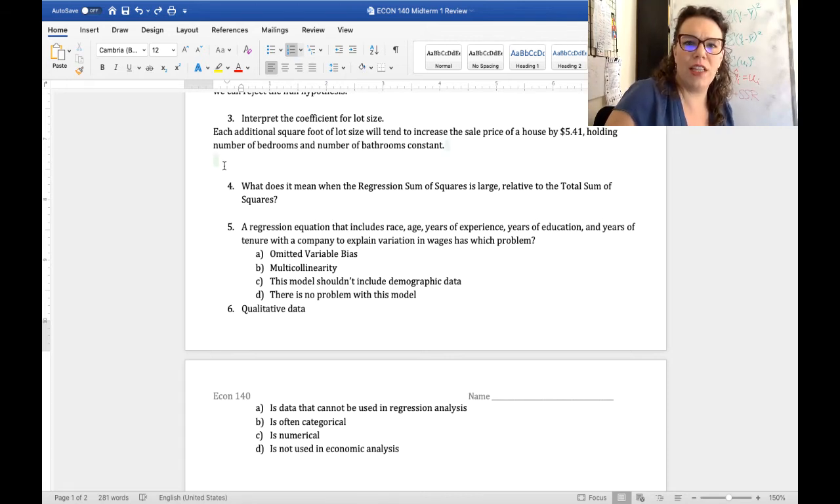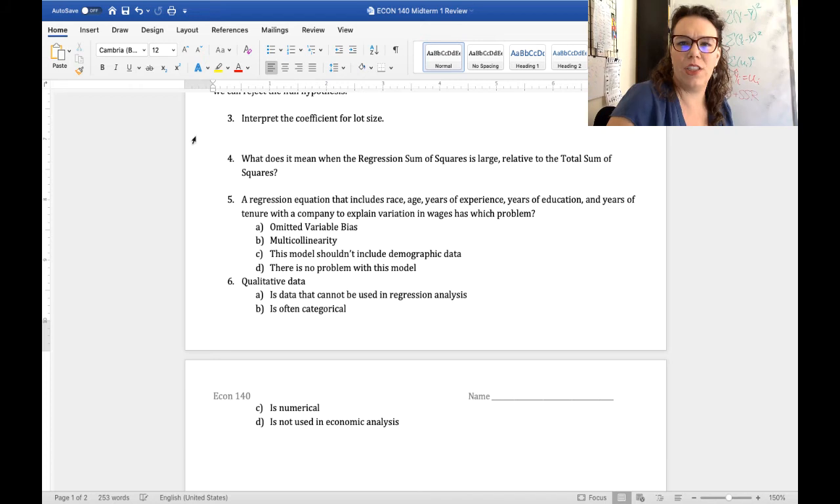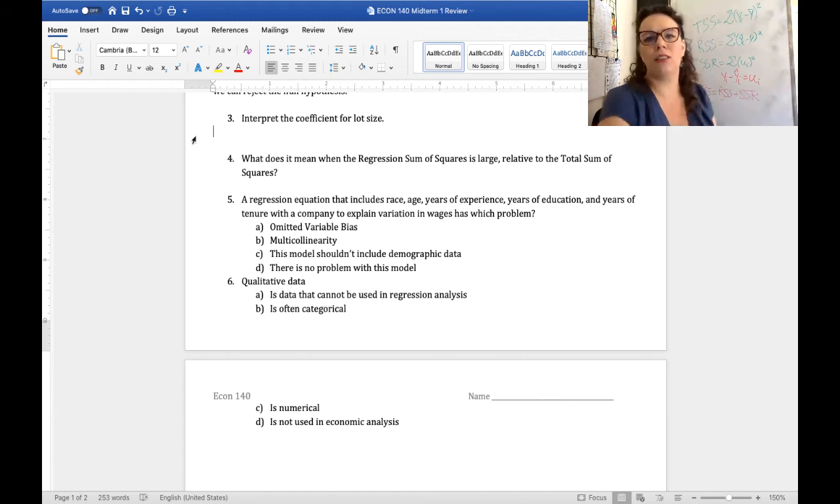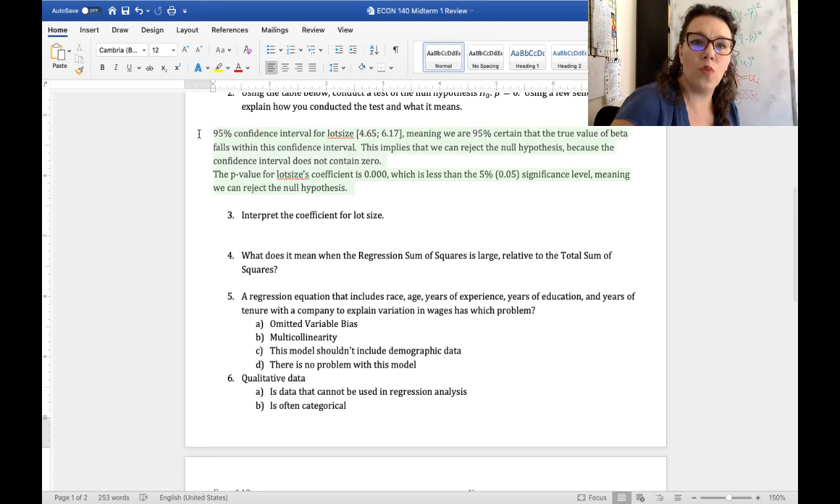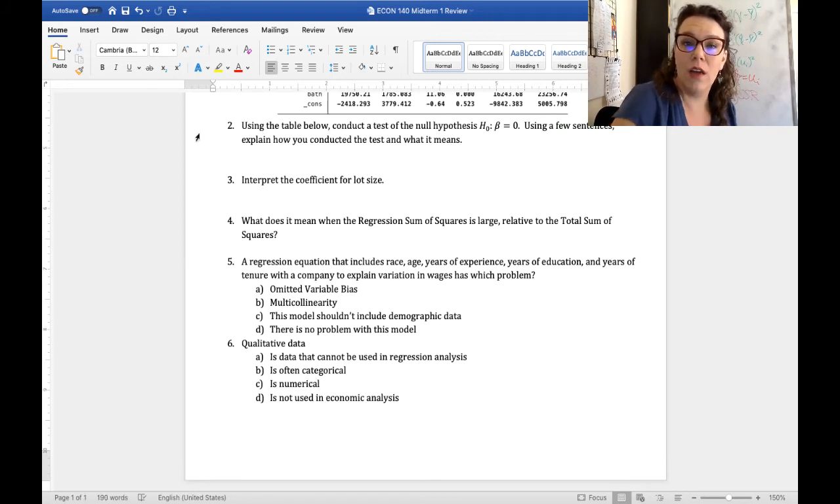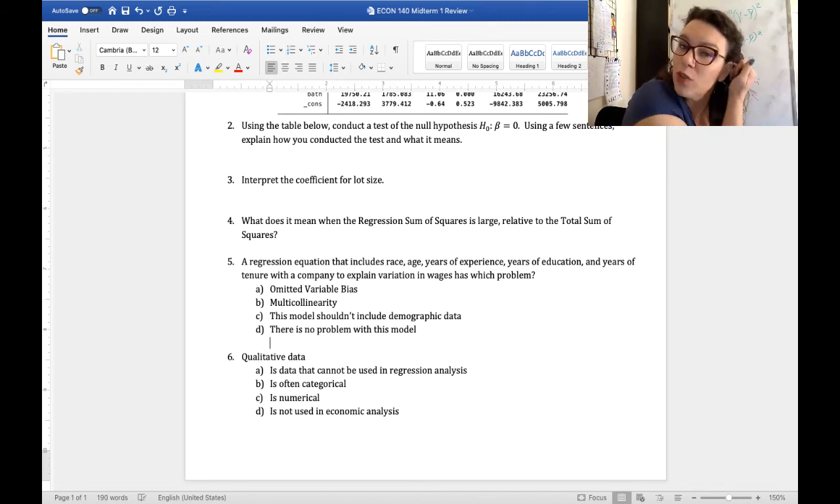A regression equation that contains race, age, years of experience, years of education, and years of tenure with a company to explain variation in wages has which problem? And this is looking at the problems we might encounter doing multiple regression analysis using multiple explanatory variables. It's not omitted variable bias, because remember, omitted variable bias means you're leaving something important out. We might see that there's something missing, but that's not what this question is really asking about. What this question is asking about is the fact that we have a lot of variables that are saying very similar things.